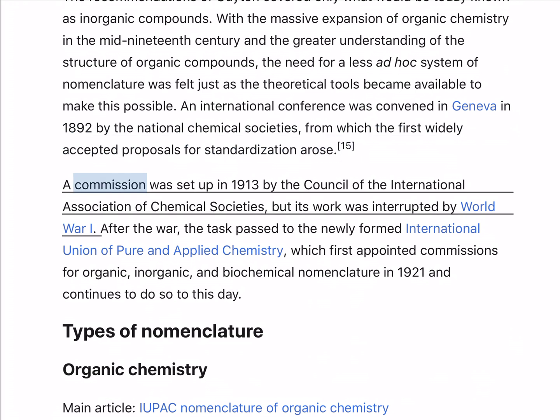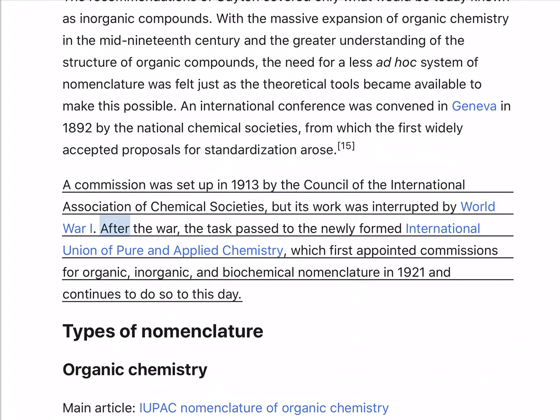A commission was set up in 1913 by the Council of the International Association of Chemical Societies, but its work was interrupted by World War I. After the war, the task passed to the newly formed International Union of Pure and Applied Chemistry, which first appointed commissions for organic, inorganic, and biochemical nomenclature in 1921 and continues to do so to this day.